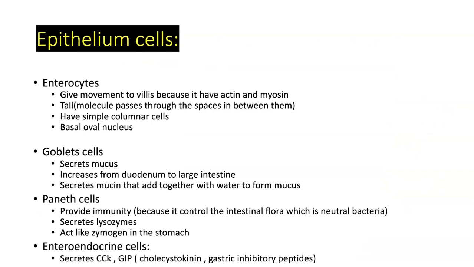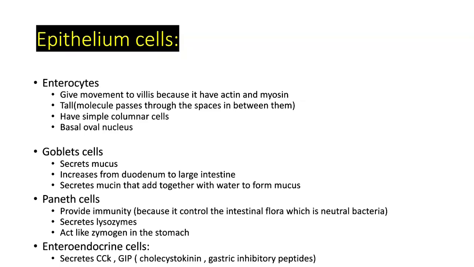The enterocytes give movement to the microvilli or villi that help in the motility of the intestine. The next cells are the goblet cells. They secrete mucus. The goblet cells increase in number from the duodenum to the large intestine. They secrete mucin that combines with water to form mucus. The niche cells provide immunity because they control the intestinal flora, which is the neutral bacteria found within the small intestine.